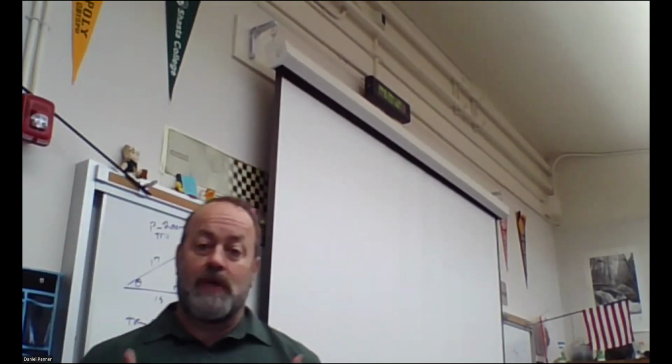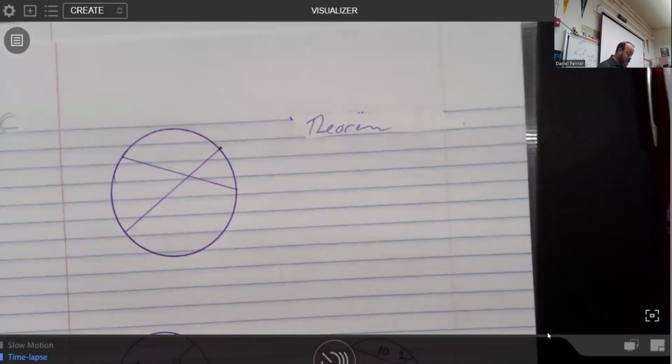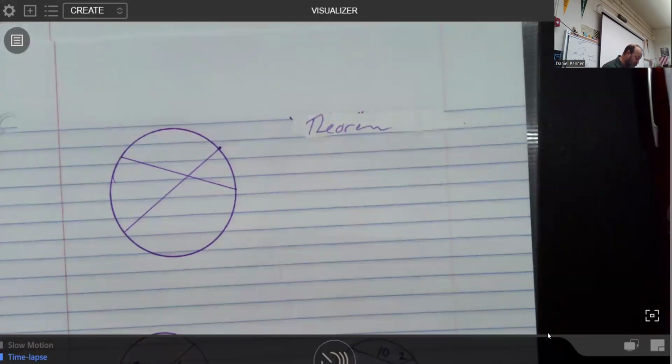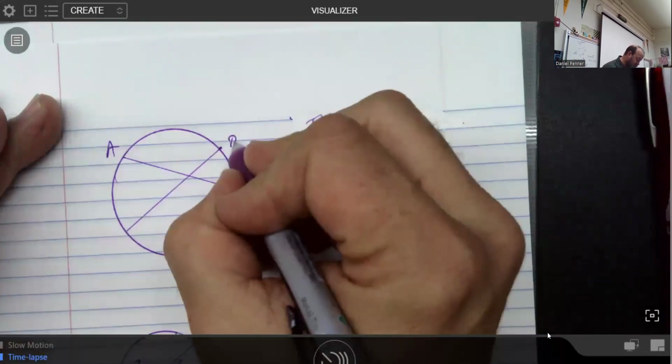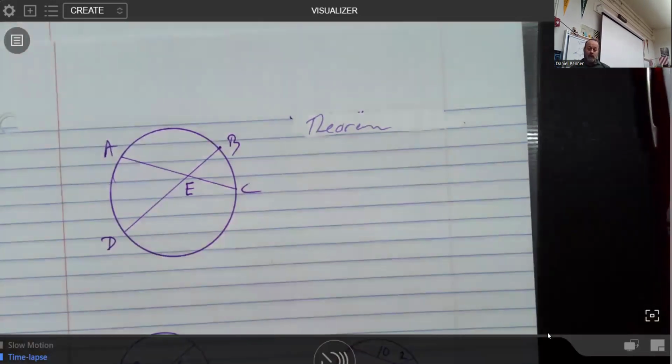So what I've got is these two chords right here that intersect inside the circle. Now, this is the way I personally like to lay this out. Imagine that I have all these pieces. Let's say I have A, B, C, D, and maybe E right here. Now, what I wanted to do is develop what happens when we find out some information about the lengths of those chords, specifically what we're talking about today.